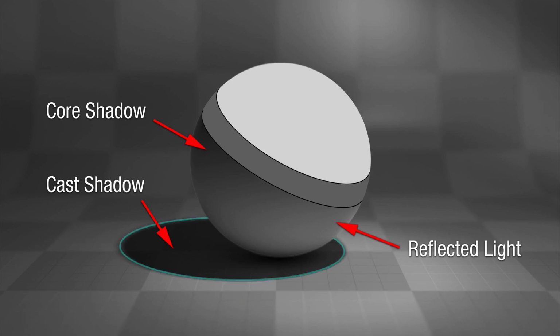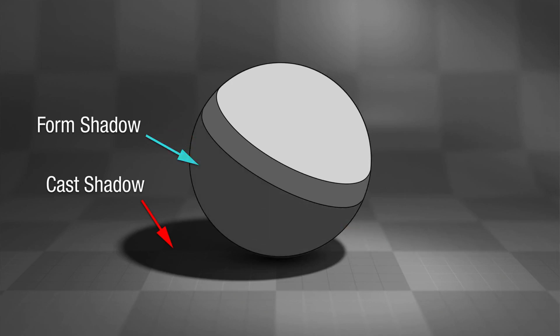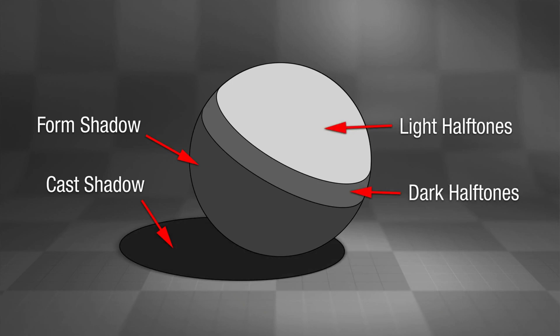I would use the cast shadow because the contrast between the cast shadow and the rest of the image is bigger than the contrast between any of the other elements. If you squint, they're pretty much unified. So we can group core shadow and reflected light into one value group, which we can call form shadow. And then the last group will be the cast shadow. That gives us 4 value groups to explain the whole sphere here.